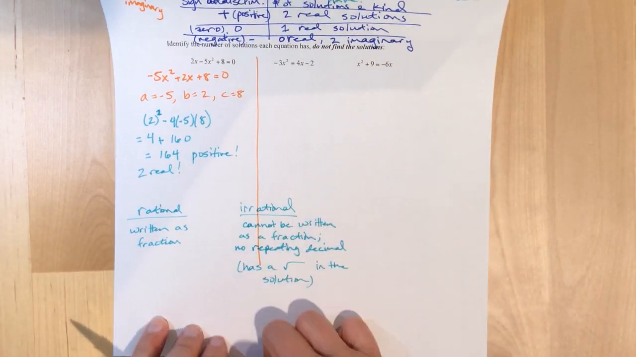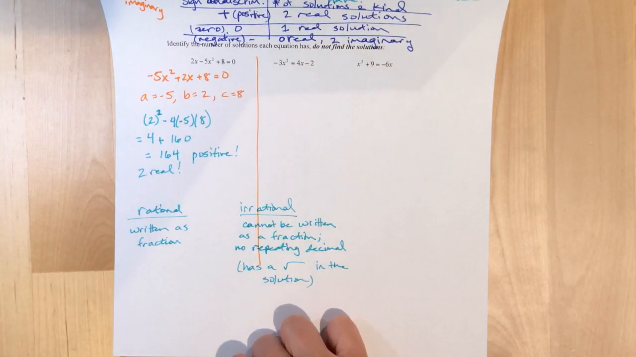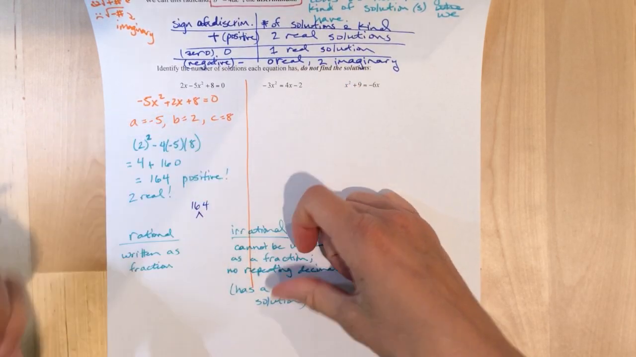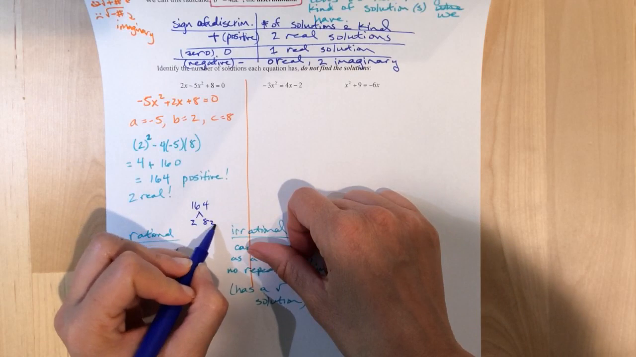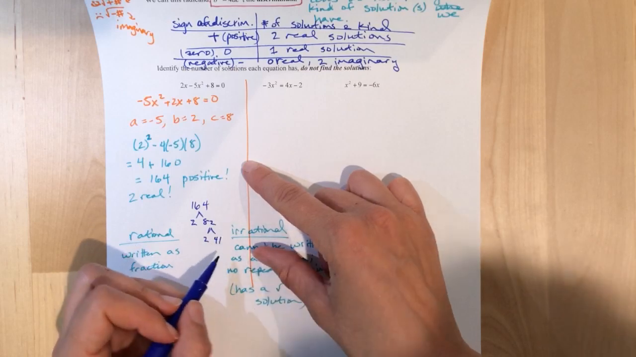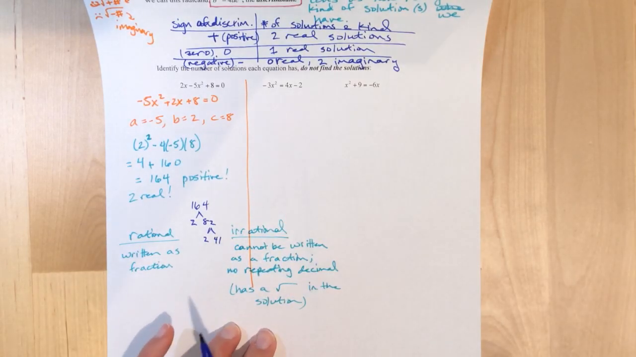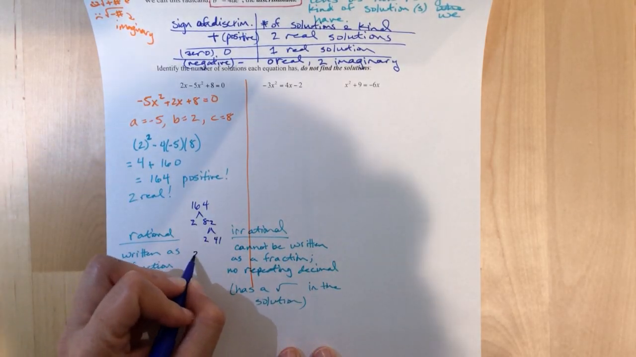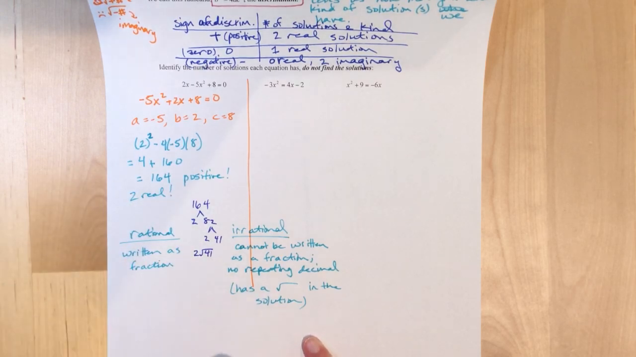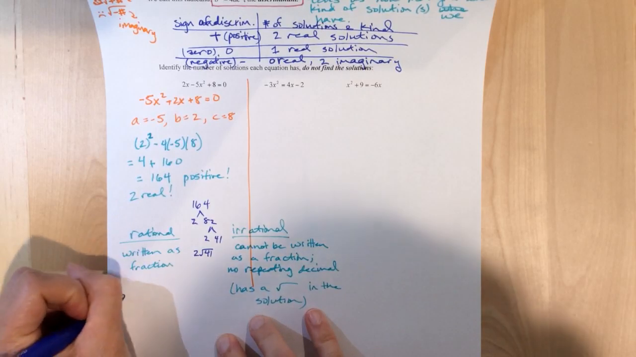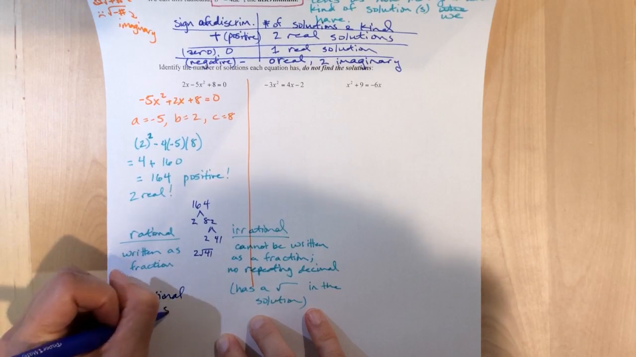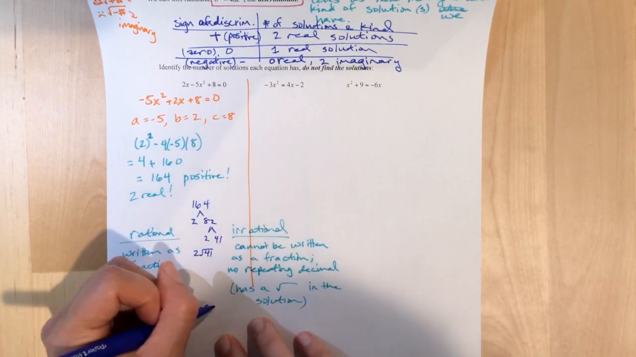So 164, circling back. Whenever it's kind of big, I just always do 2's. So that would be 82. And then another 2, that would be 41. And then 41 is prime. So this is 2 square roots of 41. So for this first example, I have 2 irrational real solutions.